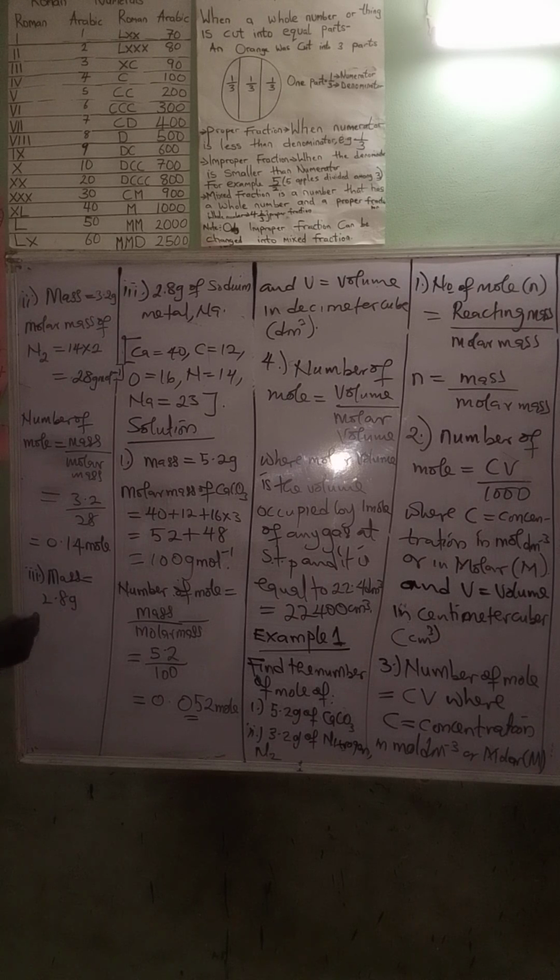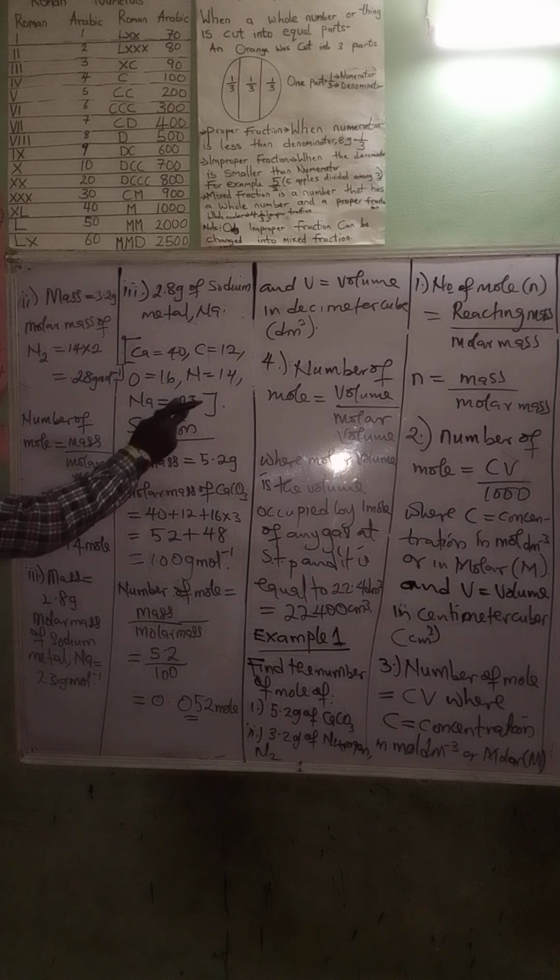2.8 gram. Molar mass of sodium metal, which is represented as Na, is what? 23 gram per mole. Sodium is 23. But the question is, uncle, why did you multiply 2?